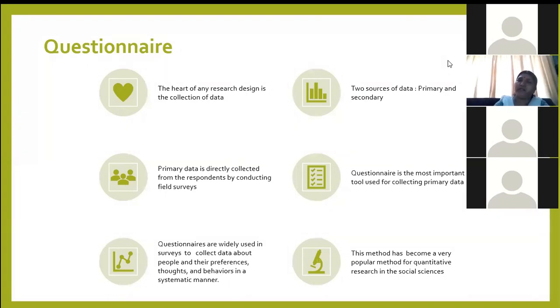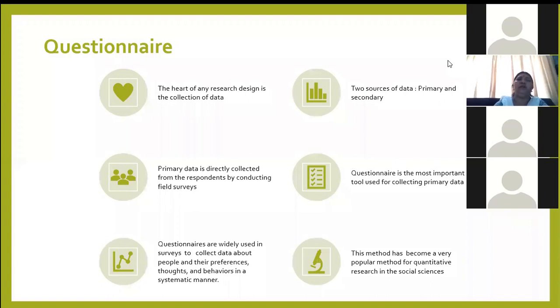As far as primary data is concerned, the researcher is collecting primary data for the first time. However, in the case of secondary data, the researcher is using data that has already been collected by somebody else. For collecting primary data, the researcher has to conduct field surveys, and the questionnaire is the most important tool used for collecting data.